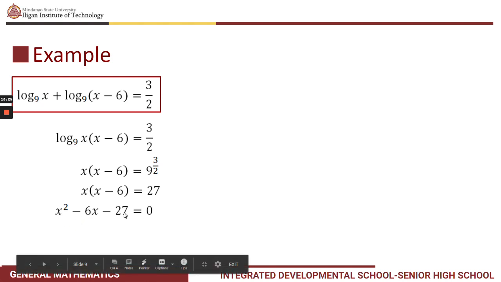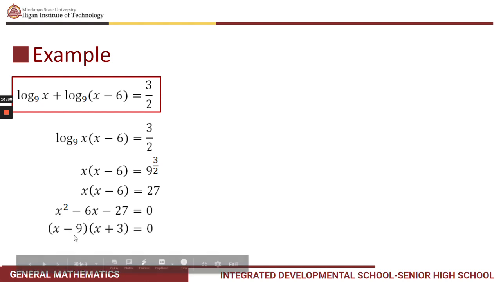Can we factor this one? Yes, no? In fact, the factors are x minus 9 and x plus 3. So therefore, our solutions now is negative 3 or 9. But again, do not forget to check, no? Actually, when I say check, the easier way is to look at the conditions. Diba, our arguments here is x and x minus 6. These two must not be equal to 0. I mean, must be greater than 0.